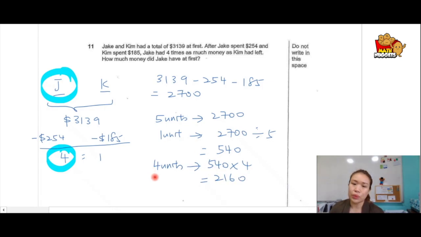2,160. And if he had 2,160 in the end, because he spent $254, right? So we just add back that money that he spent to find how much he actually had at the beginning. 2,414.